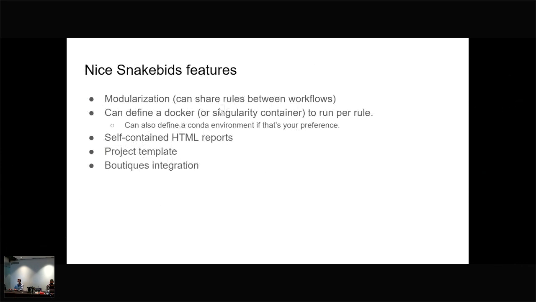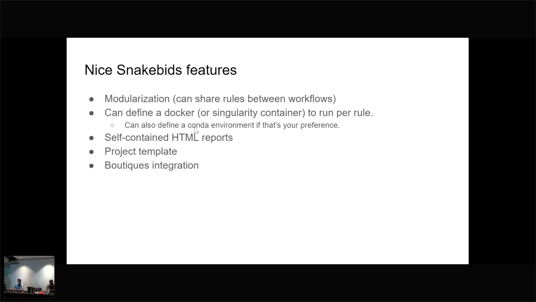A few things that I won't go into in detail that are nice, and a lot of these have been covered by questions actually. You can modularize your rules, so you can define rules in some file that you want to use across different Snakemake apps, and then import them. You can define a Docker container or a Singularity container to run per rule, or a Conda environment if that's more your style, and it'll use those nicely. You've got HTML reports for every run if you want them, that will help you do quality control and make sure you understand what's been done and why.